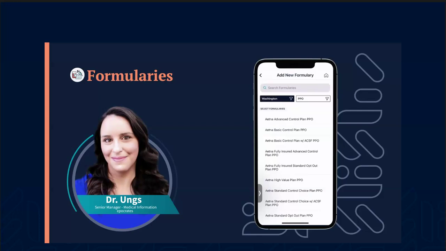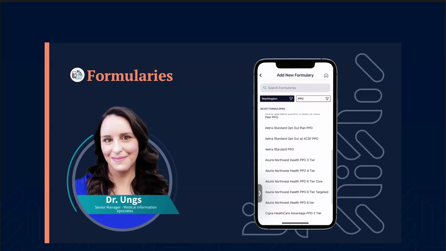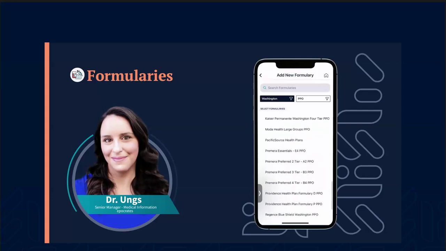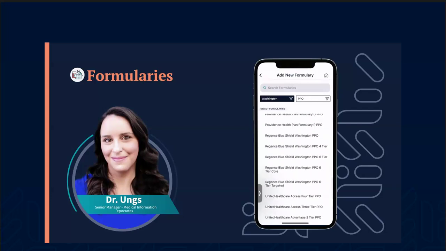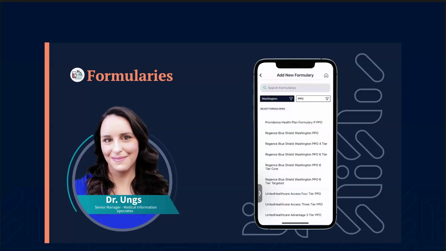Now I can use the search bar or simply browse my narrowed list to find the plan I'm looking for. The plan I'm looking for is Regents Blue Shield Washington PPO 6 tier. So I can select this one from the list. The red check mark indicates that I've selected that plan.